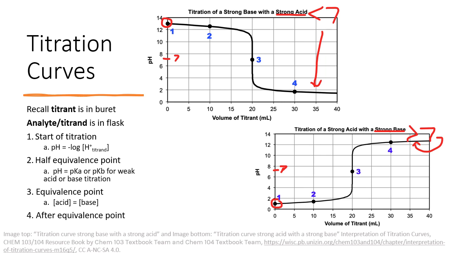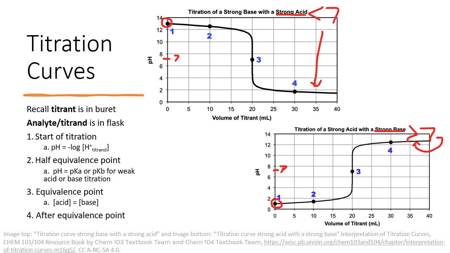The region just after 1 to before 3 all uses the same mathematics. That's when the amount of titrant is less than the amount of titrand. Anyway, point 3. What's going on there?